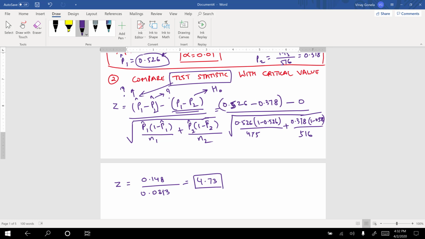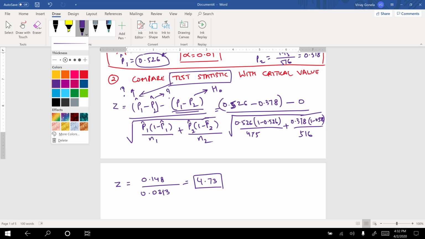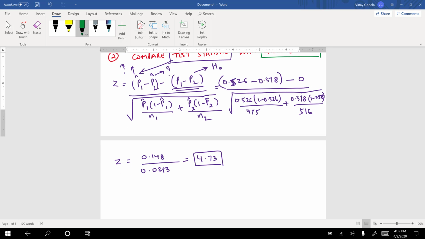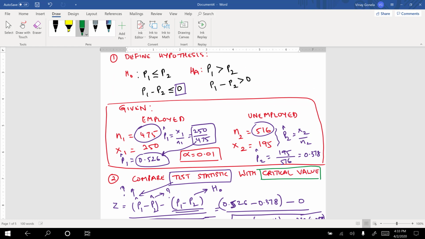So we have the test statistic value. The next step would be to calculate the critical value. For the critical value, we have to see whether our hypothesis is a one-tail problem or a two-tail problem. If you see this is less than or equal to, that means you will be evaluating only one side of a normal distribution curve, so it is a one-tail problem.